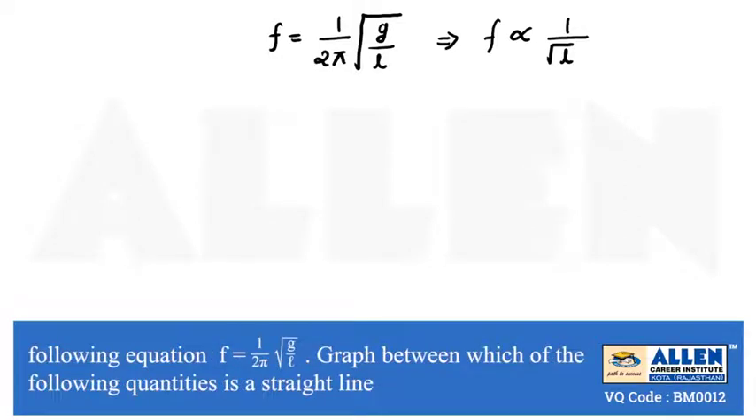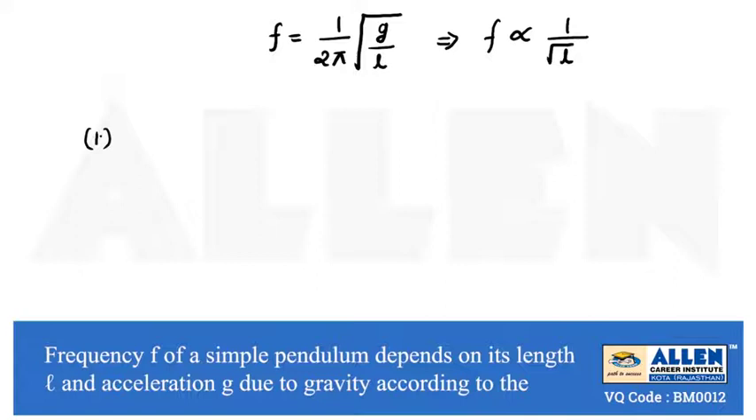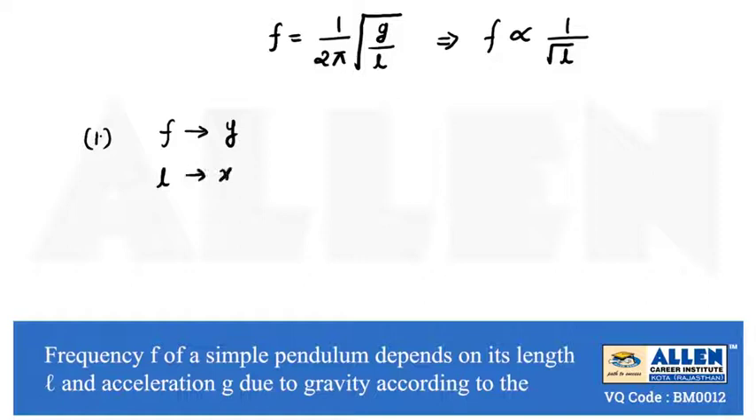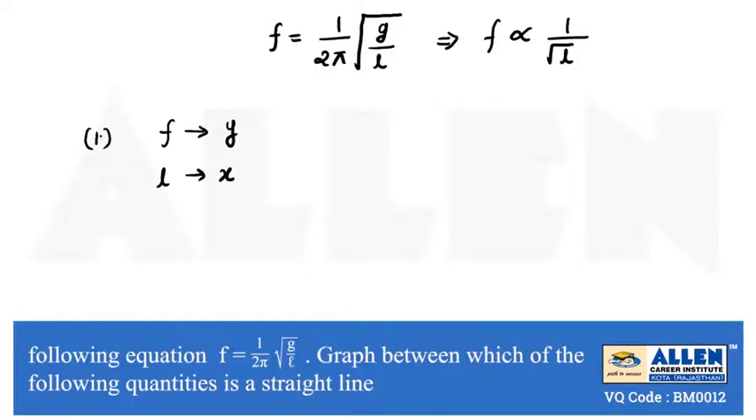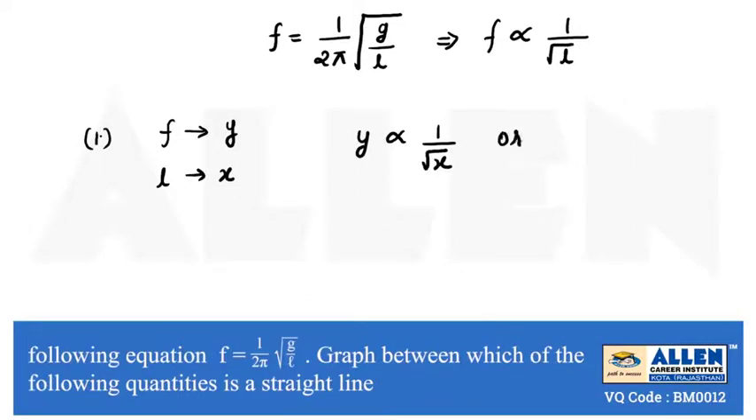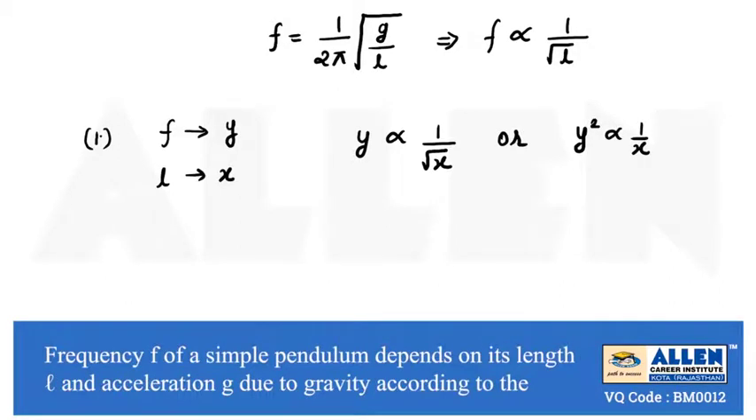In option 1, f is on the ordinate and L is on the abscissa. F on the ordinate means it will be represented on the y axis, and L on the abscissa means the x axis. So with the help of the given relation we can replace f with y and L with x. The relation will be y inversely proportional to root x, or it can also be written as y square is inversely proportional to x. Here we can see it is not an equation of a straight line. So this will be a false answer.